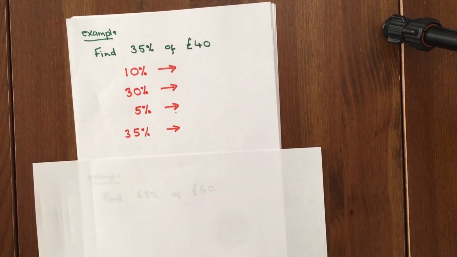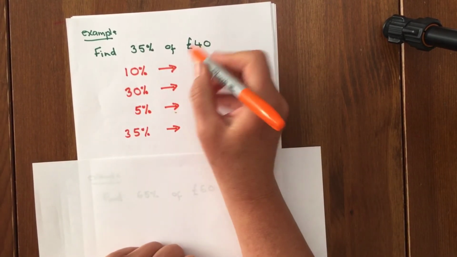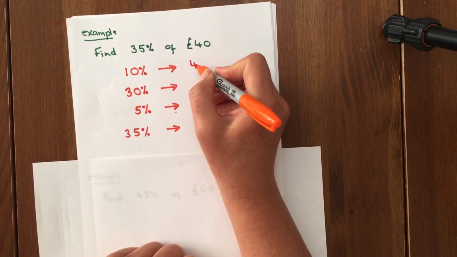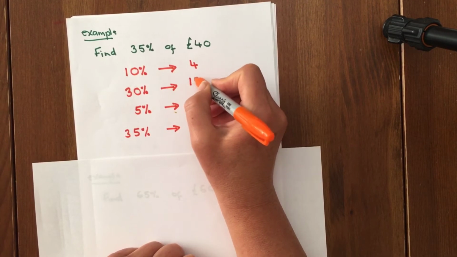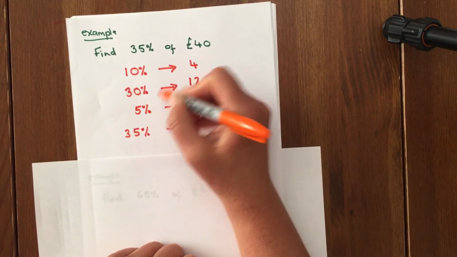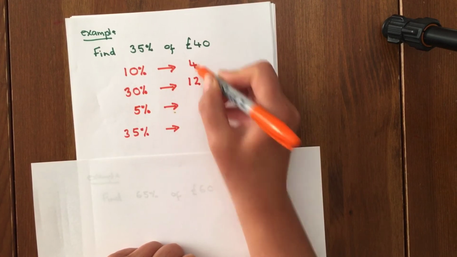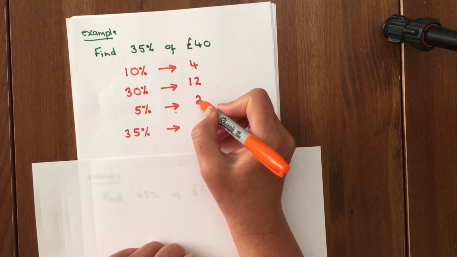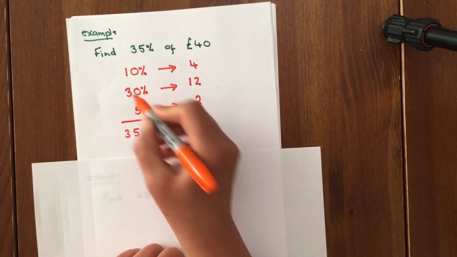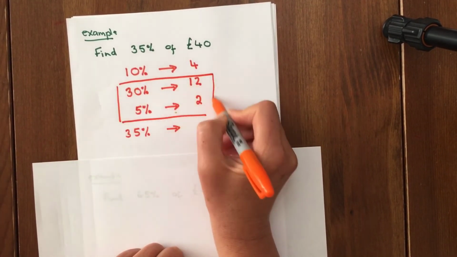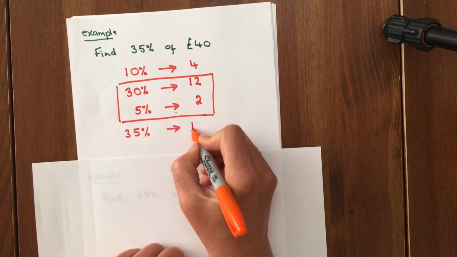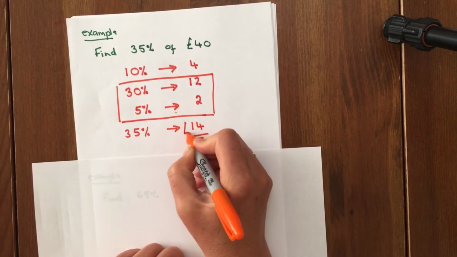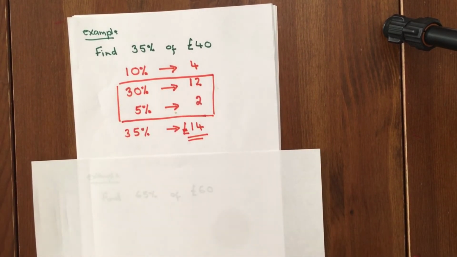Okay, so those are the steps. Right, so 10% divide by 10. 30% times 10% by 3. 5% is half of 10%, so half of 4. And to get 35%, I'm just going to look at these 2 here. I don't want the 10%, so I add 30% and 5% to get 35%. So there's my answer. Make sure you understand that, please. Email me if you don't.